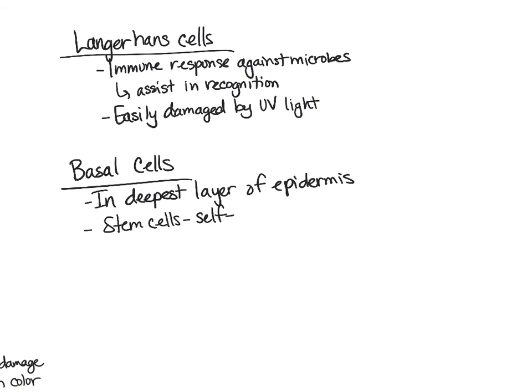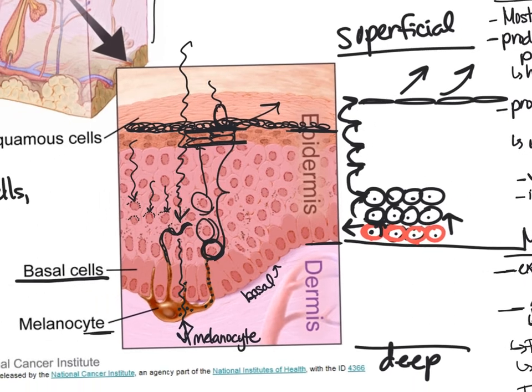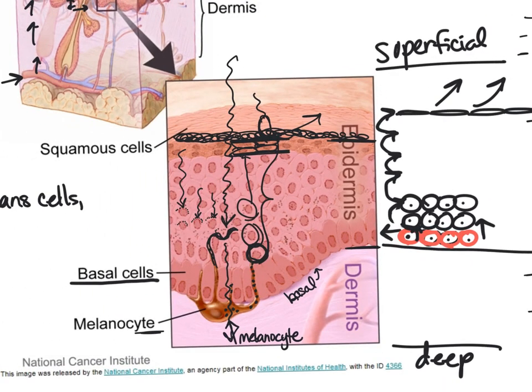They are stem cells in that they self-replicate, and then they can differentiate into keratinocytes. And we saw that in the image. We saw that layer of basal cells at the bottom, the deepest layer of the epidermis here. So you can see this nice darker pink layer of basal cells.